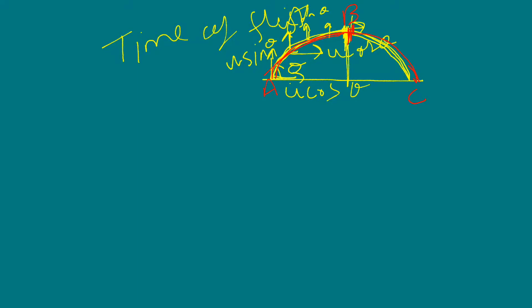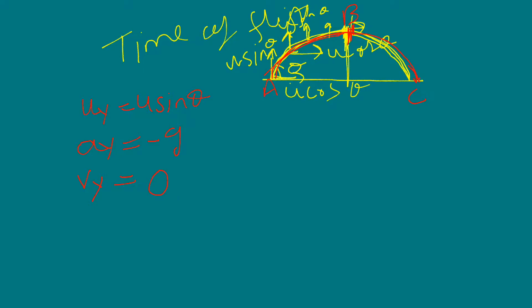So the initial velocity along the y direction is u sin theta, and acceleration along the y axis depends on g, and the ball is thrown upward against gravity, so we will take it as minus g. And the velocity along the y direction, that is the final velocity, because when it reaches the top the velocity will become 0, so we will take it as 0.